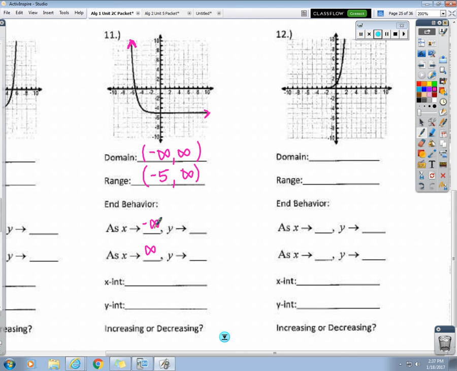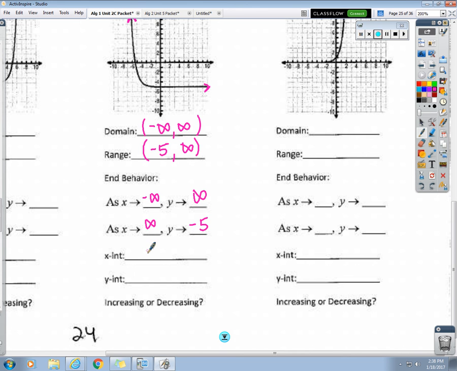Now for the end behavior. As x approaches negative infinity, which means as you travel to the left side, you're going up. Okay, as you go to the left side, the negative side, you're going up on the y's. But as you go to the right side, the positive x values, you're going to negative 5, because there's an asymptote. Okay, x-intercept, where does this cross the x-axis? That's negative 5, so negative 5, 0. And where do you cross the y-axis? Is it increasing or decreasing? Decreasing.